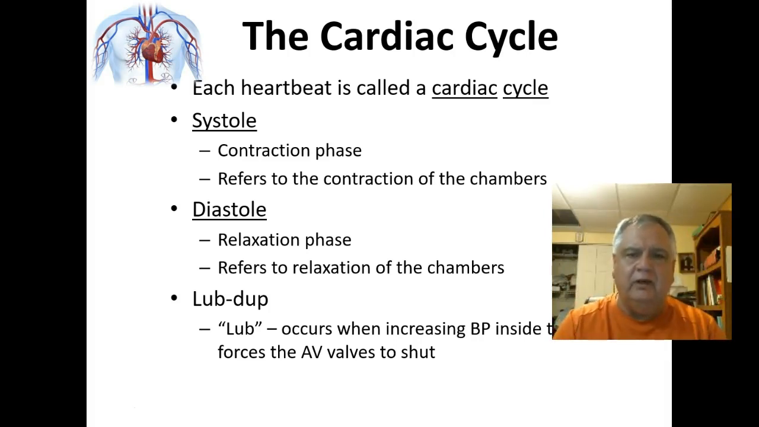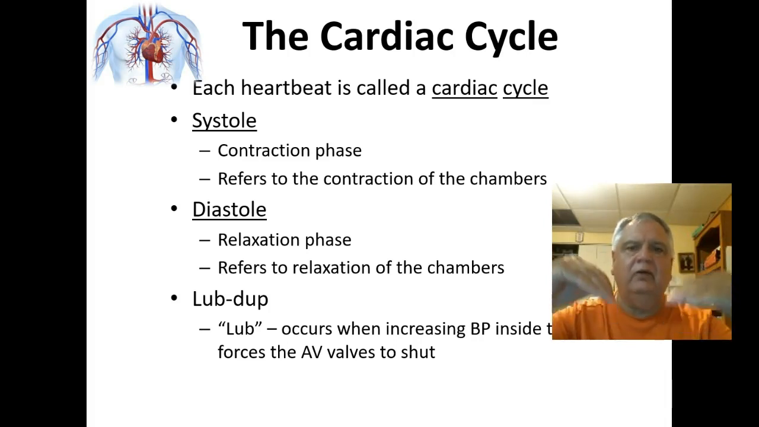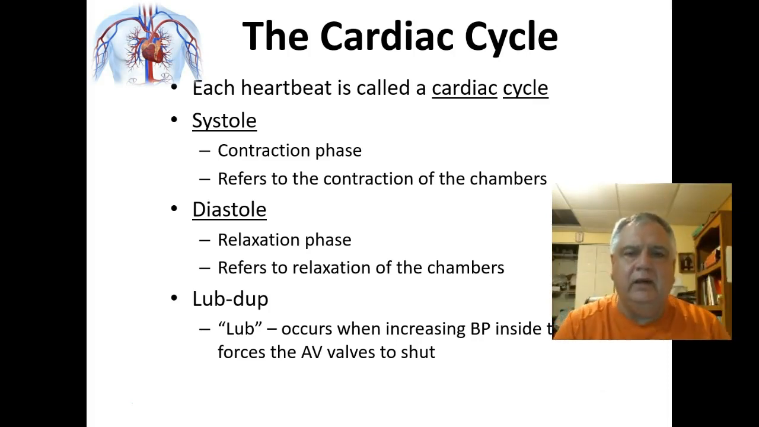As the pressure increases inside the left ventricle, the pressure that is created as the blood is forced back up is going to cause that atrioventricular valve, the mitral valve or the bicuspid valve, to snap shut to prevent the blood from going back up into the left atrium and to get the blood to eject out through the aorta, which is where we want it to go.